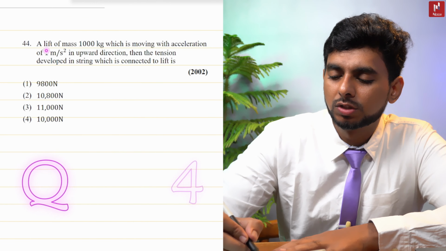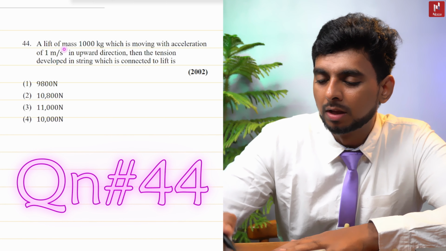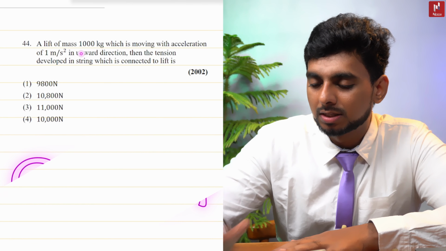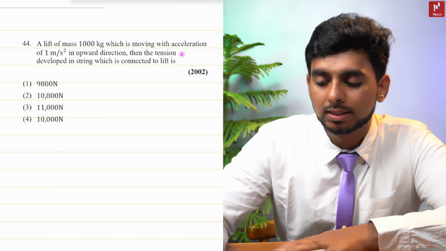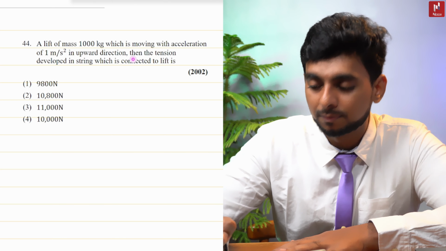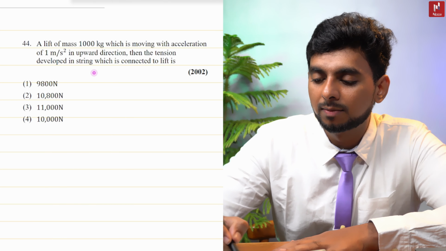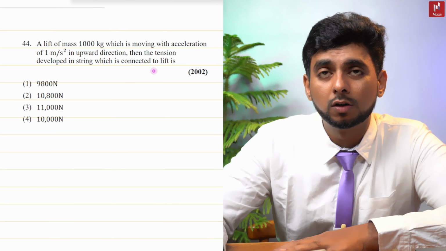This sum is also the same as the previous sum. Okay, so here they have just given it straight away as the lift sum itself. A lift of mass 1000 kg, which is moving with an acceleration of 1 meter per second square in the upward direction, then the tension developed in the string which is connected to the lift is.